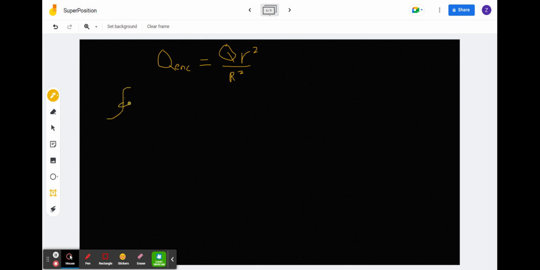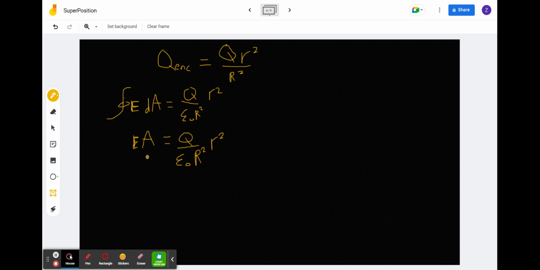Integral of E dA is equal to this Q enclosed, which we know is Q by epsilon naught here, small r squared over big R squared. So now we know that the electric field is constant. Therefore, this integral just turns into EA, which is equal to Q over epsilon naught, small r squared over big R squared.